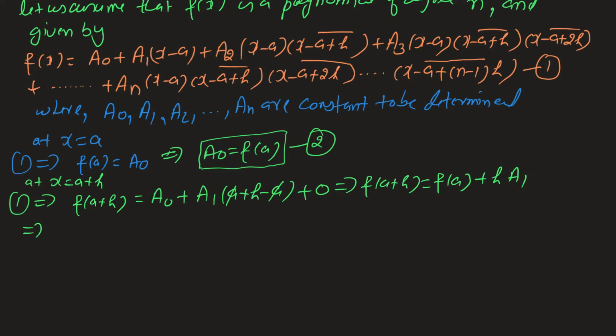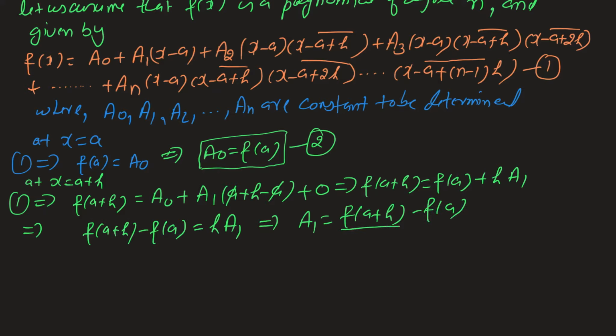This implies that f(a+h) - f(a) is equal to a1 h, which implies a1 is equal to (f(a+h) - f(a)) divided by h. Here we have taken it to the left side, so this will become negative, and this is taken down. By the definition of the forward difference operator, we are going in the forward direction from f(a), so this will become the forward difference operator of f(a) by h.